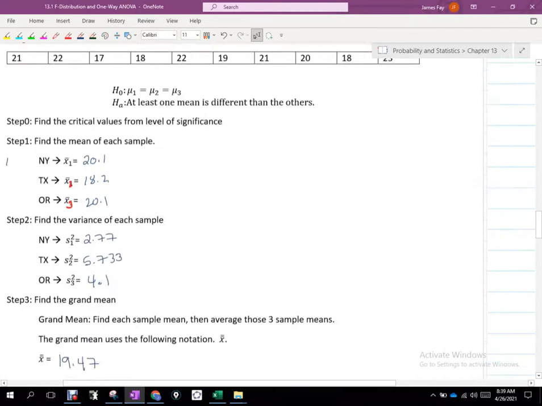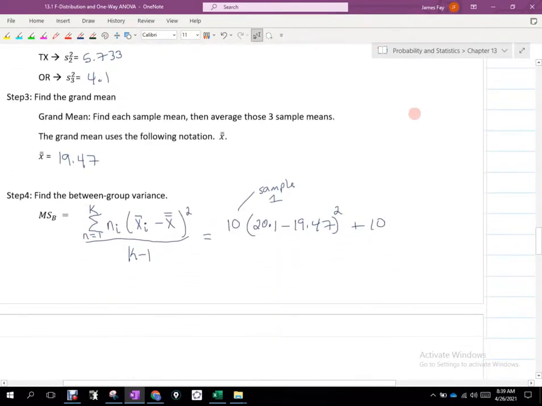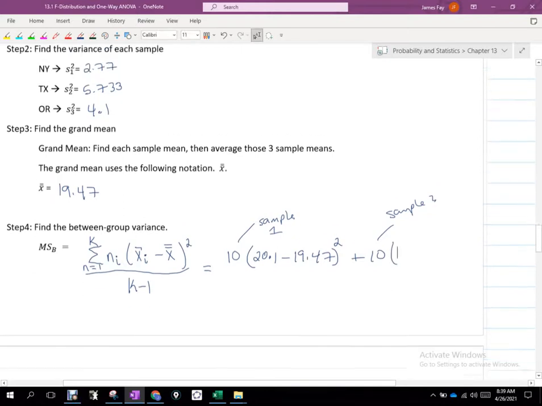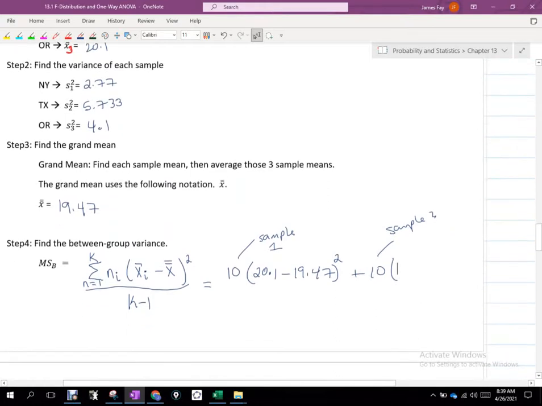The sample sizes can be differing, but they can also be the same size. And when they're the same size, I think that confuses people. Why is it always this 10? Why did that get out there? Well, that's the sample 2 size. Then we're going to multiply that by x bar for sample 2. So x bar for sample 2 was 18.2, and then we'll subtract the grand mean from that, 19.47. So this is what this refers to.